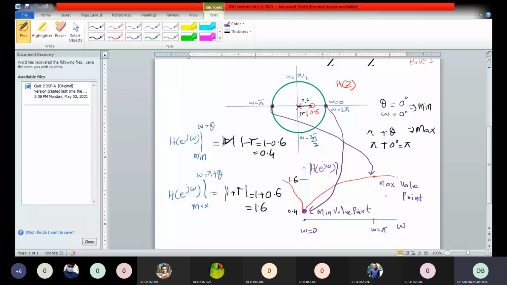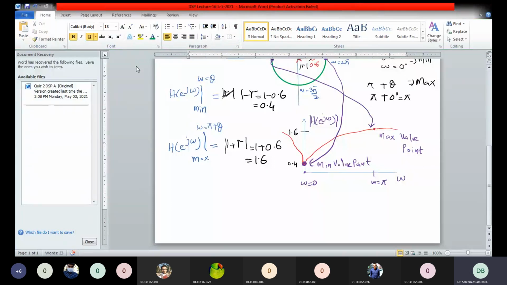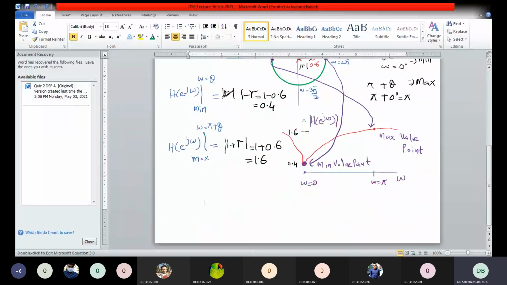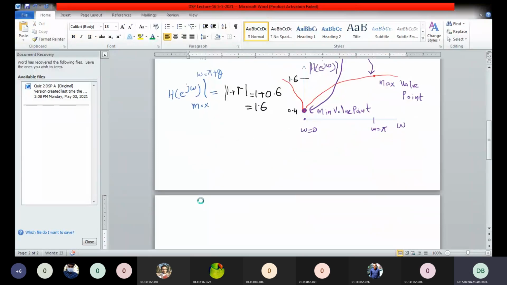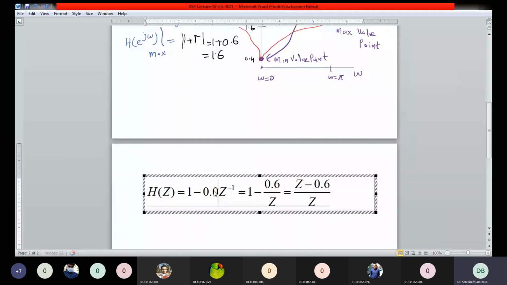No, sir. Okay, let's further clarify this concept and take example number 2, in which we just change the location of our pole. It is not now at 0.6, but let's take it at 0.8. It will further clarify our concept about this rough sketch of the magnitude response. This is the last topic that would be part of your midterm exam. So let's simply change the location of this pole, and let's take it 0.8.